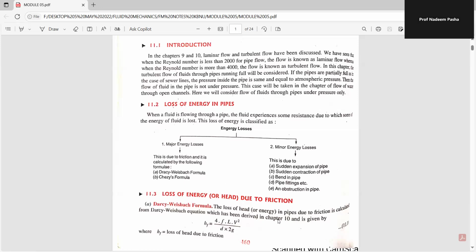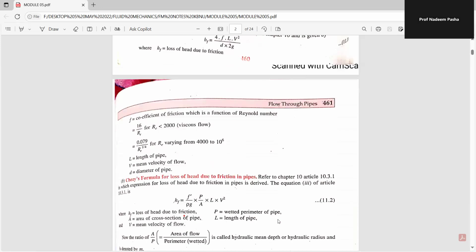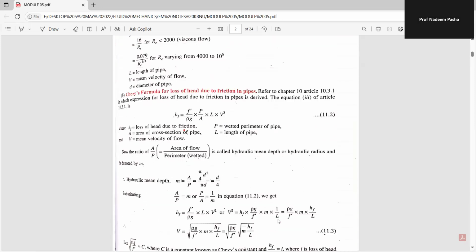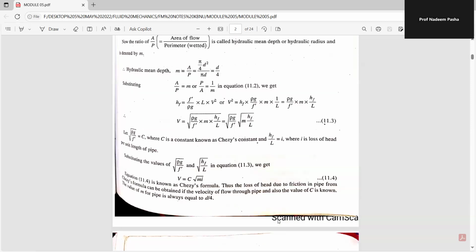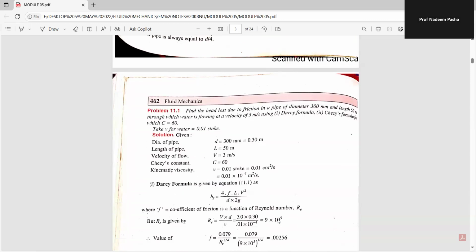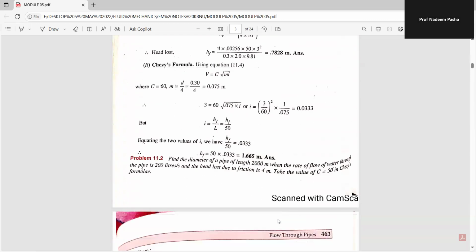So when we are dealing with major losses, the loss of head due to friction is calculated using the Darcy-Weisbach equation, which is hf equal to 4fLV square by D into 2g. Apart from that, Chezy's formula is also there. If Chezy's constant is given, then V, the velocity, is equal to C root of mi, where C is Chezy's constant and m equal to A by P, sorry, hydraulic mean depth D by 4. So we solved some problems on that.